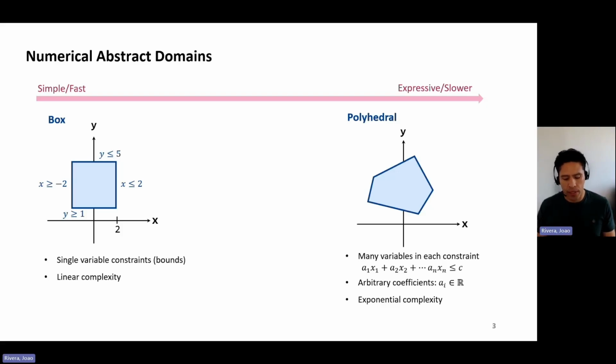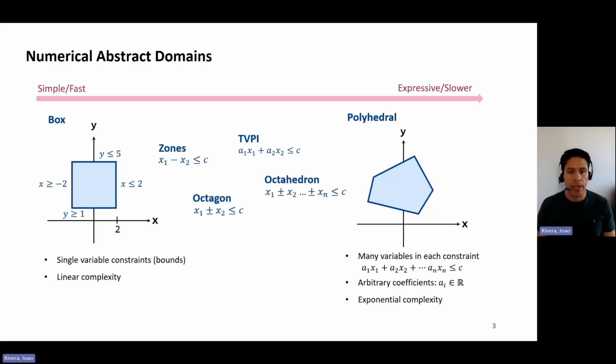And between this very simple and very fast box domain and this very expensive polyhedral domain, there are many abstract domains. For instance, zone, octagon, TVPI, and octahedron. And what this talk is about is this TVPI, which basically stands for two variables per inequality abstract domain, meaning that in each constraint you only allow two variables to be in the constraint itself. Not like in the polyhedral, where you will have an arbitrary number of variables in each constraint.